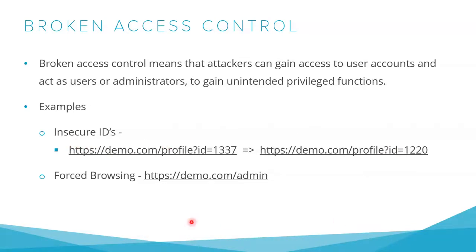Another example is forced browsing. A web application's admin page is usually not accessible to any of the users. But if a user manipulates the URL, as we see over here, then he might gain access to the admin page if the access control is broken.